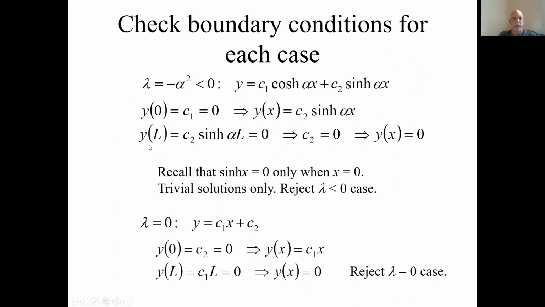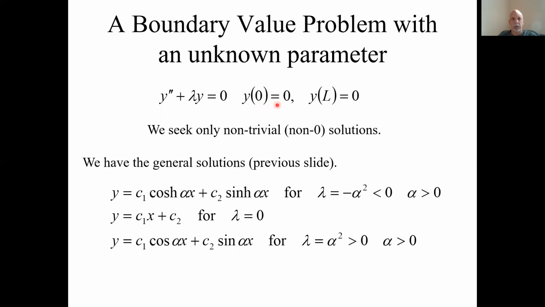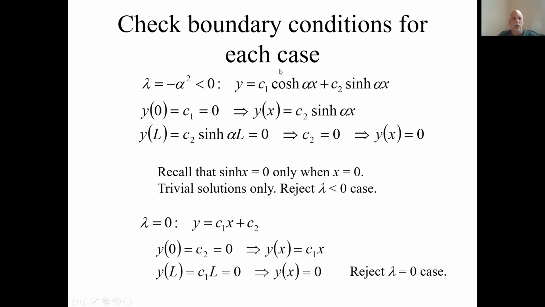The other boundary condition is that when x equals L, the answer is also 0. Remember, we were given these boundary conditions. When x is 0 or x is L, y is 0. So we have this condition now. When we put in x equals L, this must equal 0.